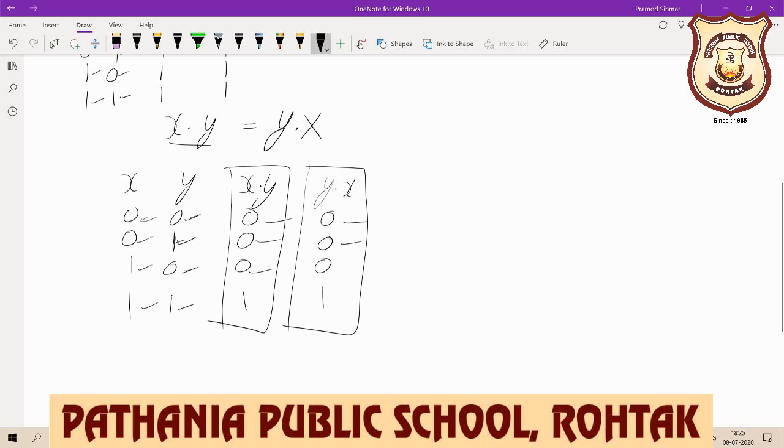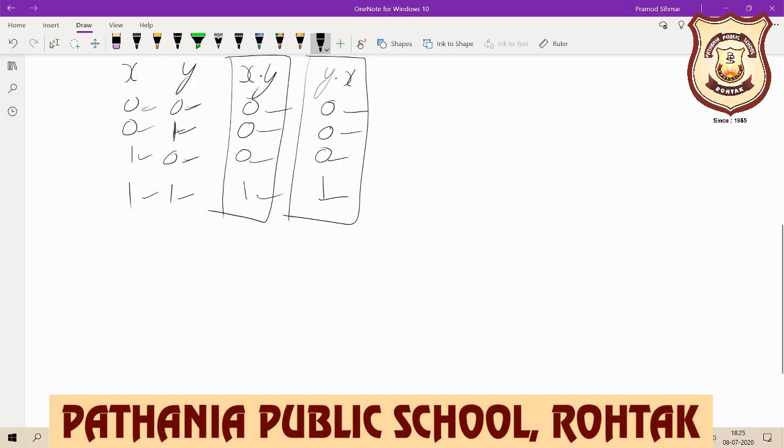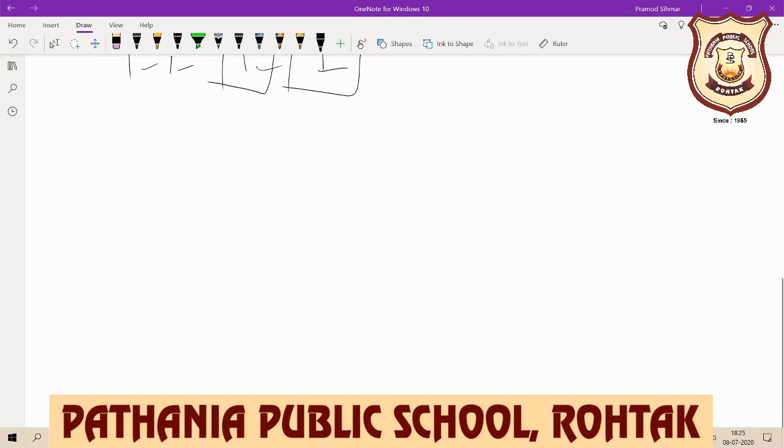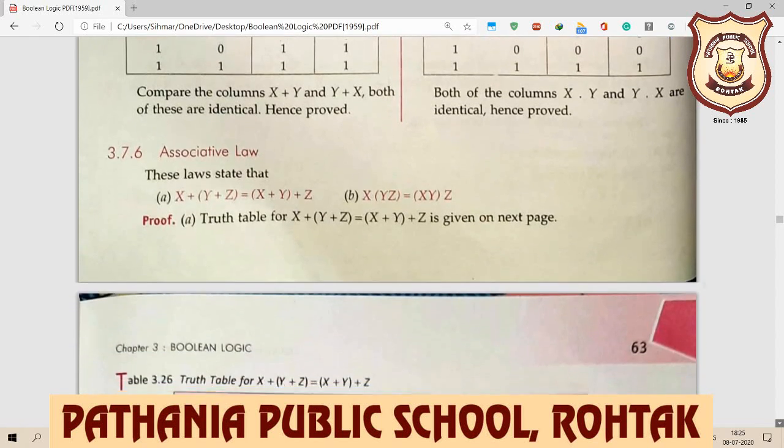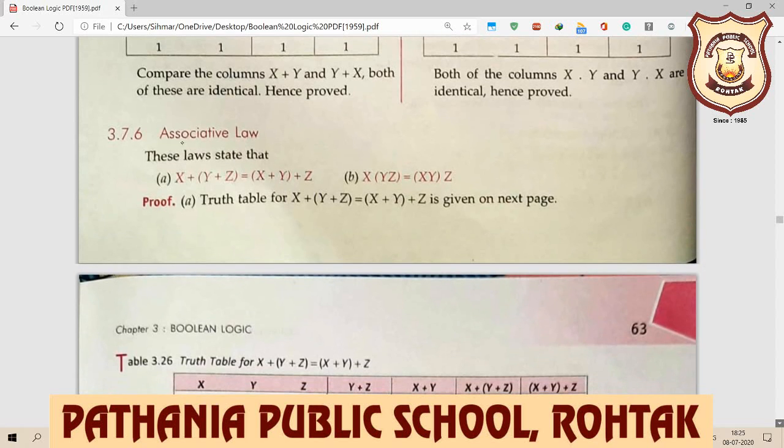0, 0, 0, 0, 0, 0, and 1, 1. So hence it proved x multiply y is equal to y multiply x always. Clear everyone? So let's do the next law here, and our next law is associative law. Now we learn about the associative law.